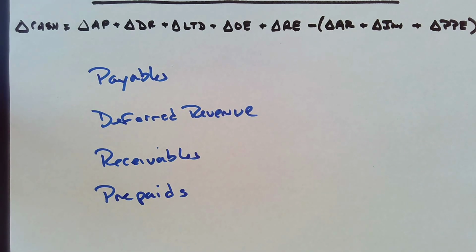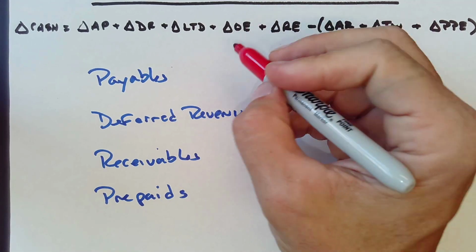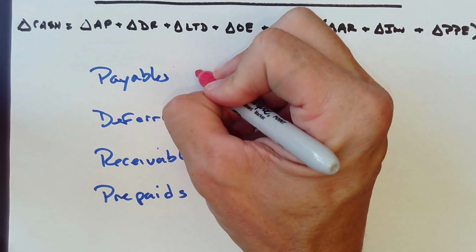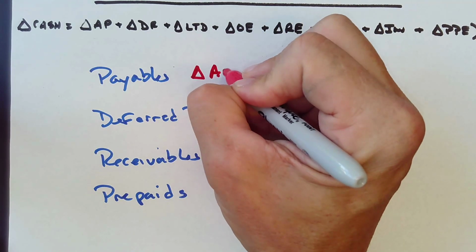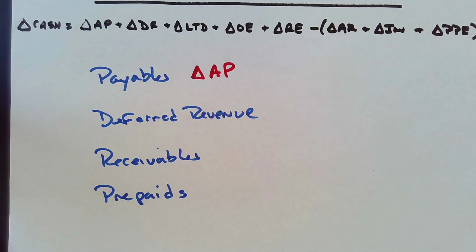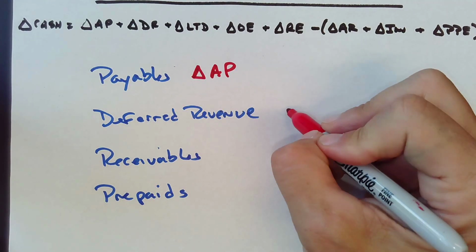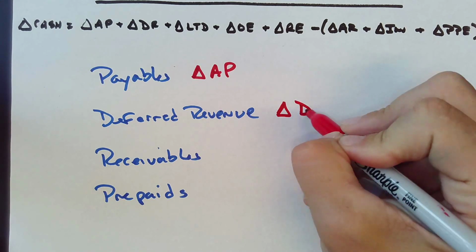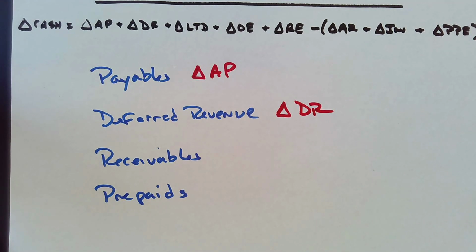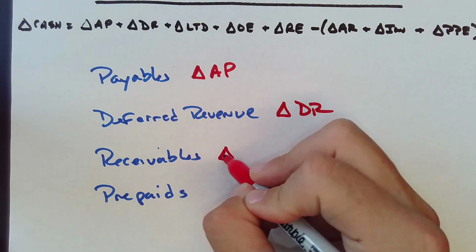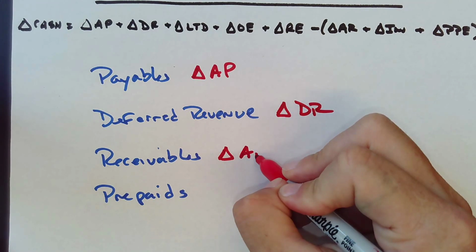So you can probably figure out that for payables, for this little equation we've got here, we're looking at the change in AP. For deferred revenue, you've probably realized we're looking at the change in DR. For receivables, you are likely correctly assuming that we have a change in accounts receivable.